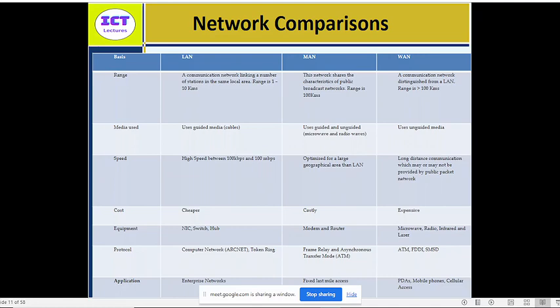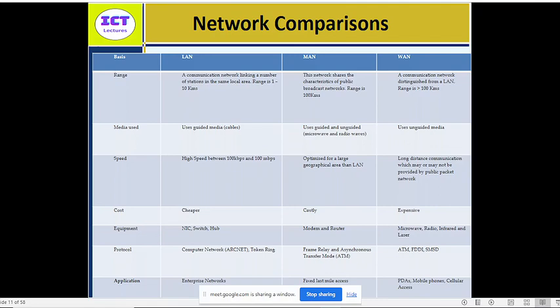You can also look at the media used, right? LAN mostly uses cables and guided media, whereas from MAN to WAN they use wireless, or what we refer to as unguided media. The speed of LAN, as you can see, is very fast compared to the others. The cost of LAN is also cheap.